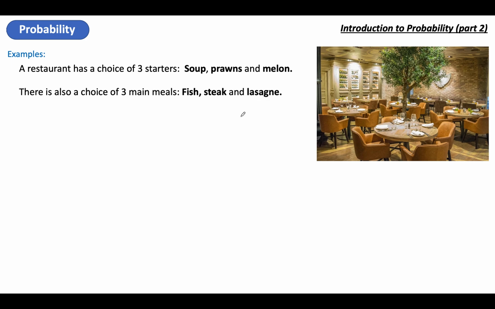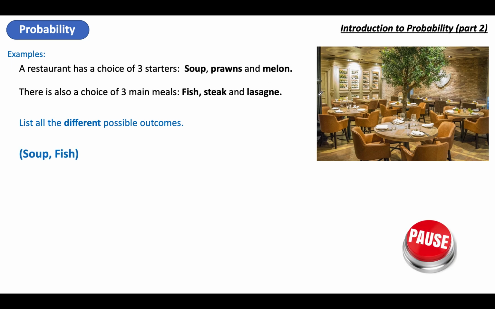Right. So, 3 choices for the starters, 3 choices for the main. Right, list all the different possible outcomes of what people could choose. Keeping in mind what they could choose for the starter, what they could choose for the main. There are going to be 9 again, because there's 3 options for the starter, 3 options for the main, and using our product rule, that means there must be 9 combinations. I've started you off with soup and fish. You can just use the letters if you want. S, P, M, F, S, and L. Okay, up to you. Pause the video, write them all down, and then unpause when you're done.